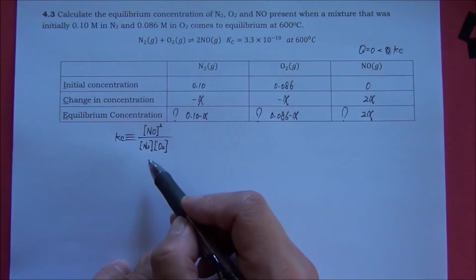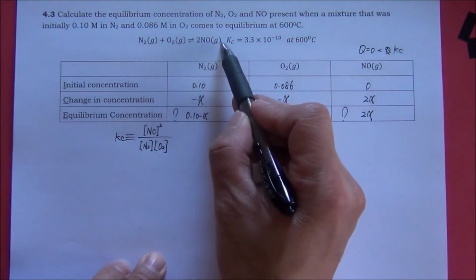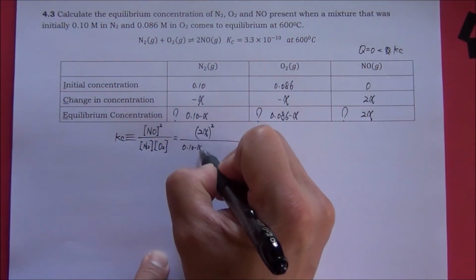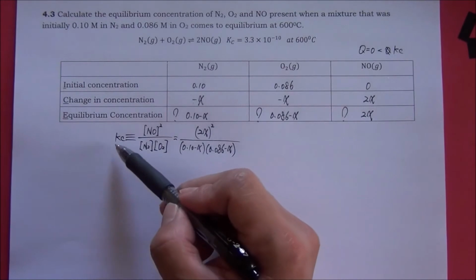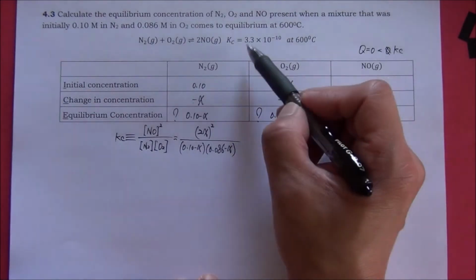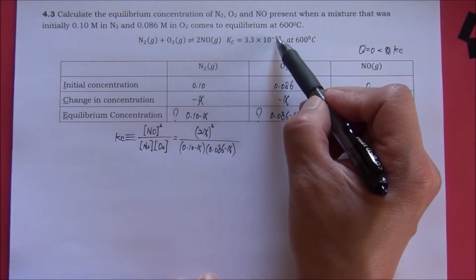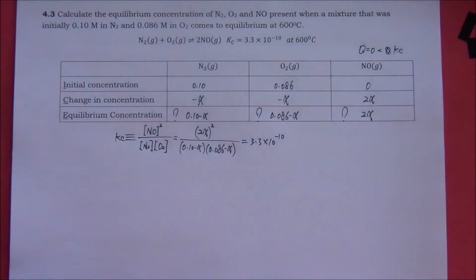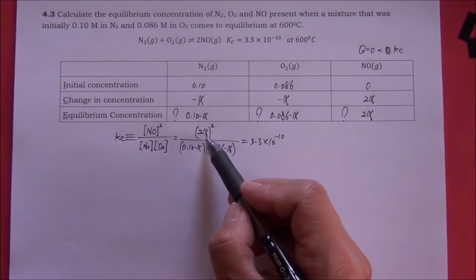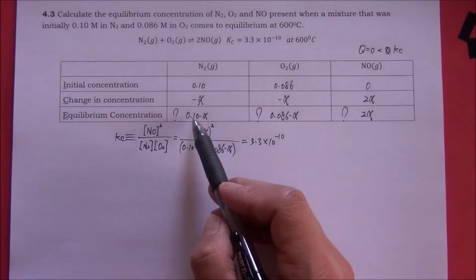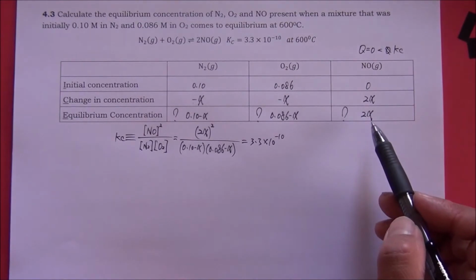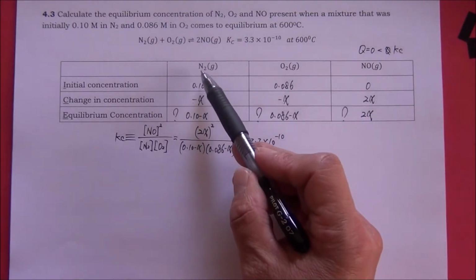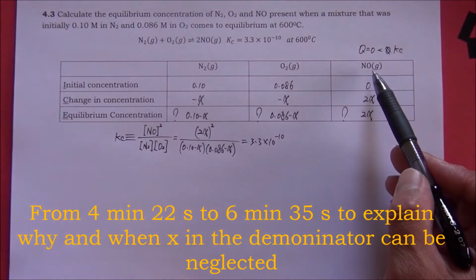Next, we are going to use the concept of equilibrium constant to set up an equation. This is the equilibrium constant expression from this chemical equation. And we already know the value of the equilibrium constant Kc, which is 3.3 times 10 to the negative 10 power. In chemistry, we're done. All we need to do is use the mathematical skills to find the answer for x. Then we plug x back into the formulas for the equilibrium concentrations of the reactants and the product.